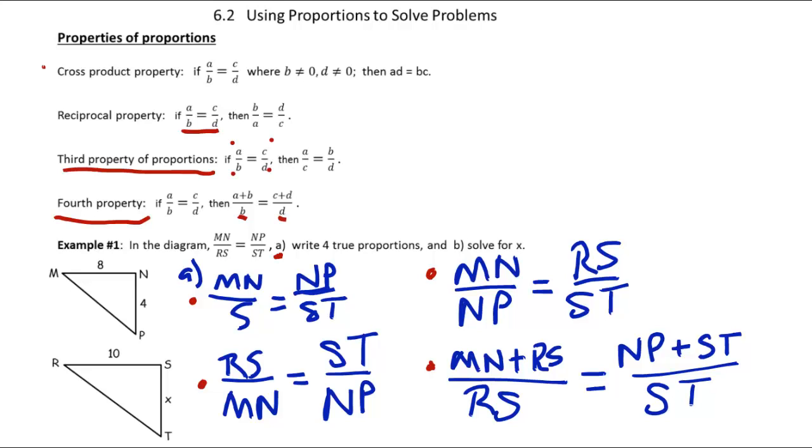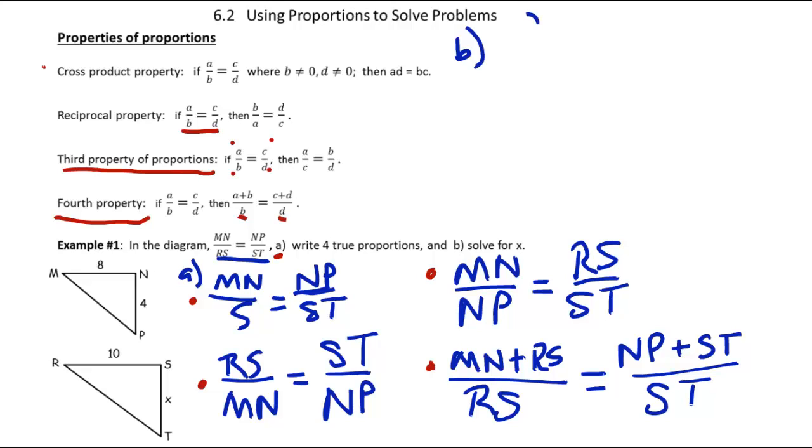Okay, now for part B. I'm going to go up here. I'm sorry I didn't leave myself enough room, and solve for x, because that's the last part of example 1. We're going to solve for x. So let's just use the proportion, the first one that we set up, the cross product property, where MN, I'm going to use the very first one here.